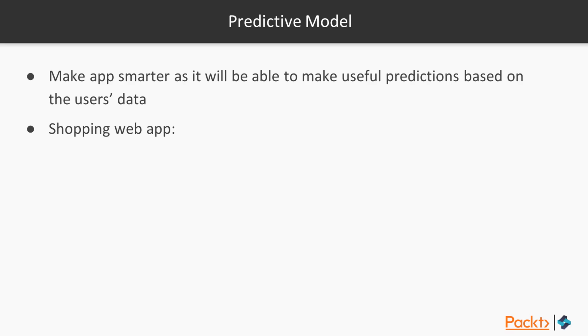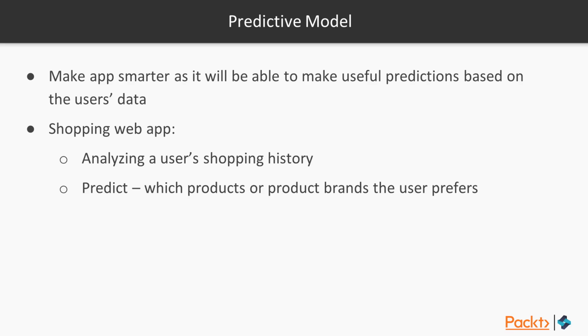Suppose you have a shopping web app. By analyzing a user's shopping history, you can possibly predict which products or product brands the user prefers. So, using this predictive model, you can present more favorable items to your users.